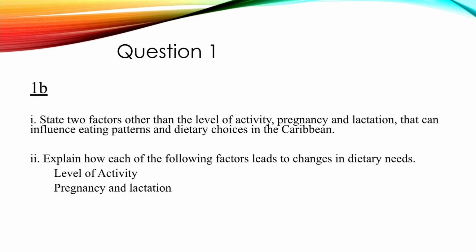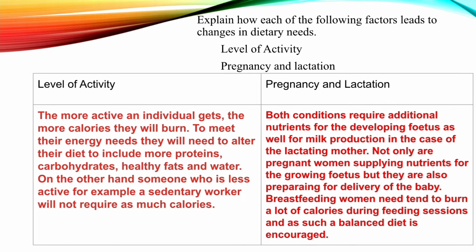All right, the next question is asking us to explain how the following factors would lead to changes in dietary needs. And the factors that they would have listed there would have been level of activity and pregnancy and lactation. All right, so let's start off by using level of activity. So the more active an individual gets, the more calories they will burn.